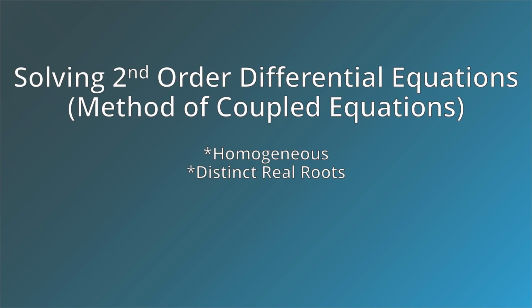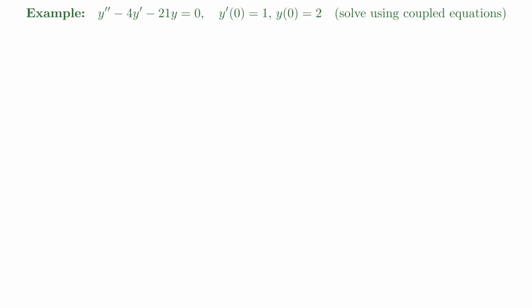In this video, we're solving a second-order homogeneous differential equation using the method of coupled equations. So for this video, we're solving the example y'' - 4y' - 21y = 0, with the initial conditions y'(0) = 1 and y(0) = 2.